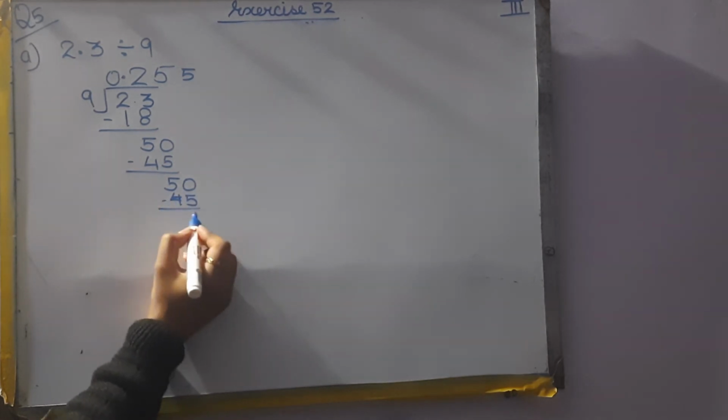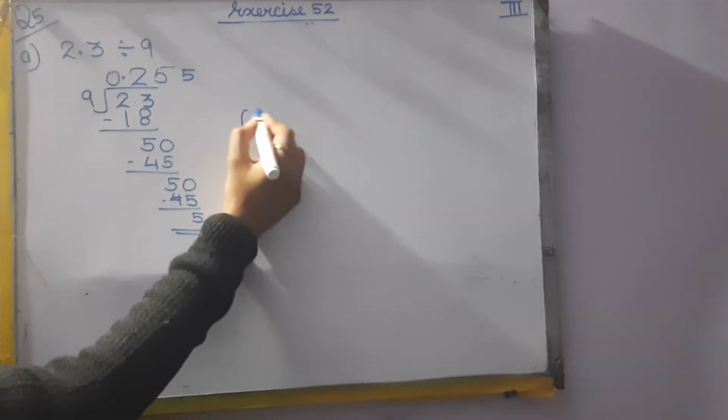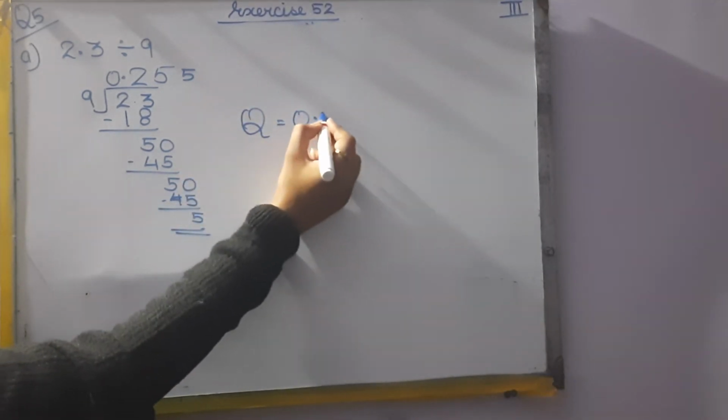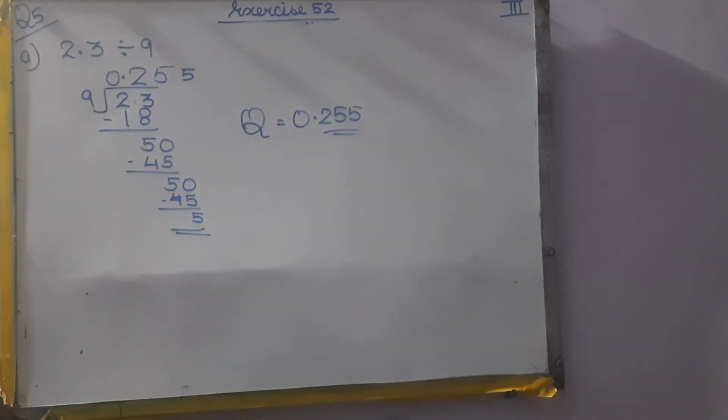Again you will get the remainder as 5. Okay, so what quotient have we got? We have got the quotient as 0.255. After this, what do we have to see? We have to convert this by rounding off.